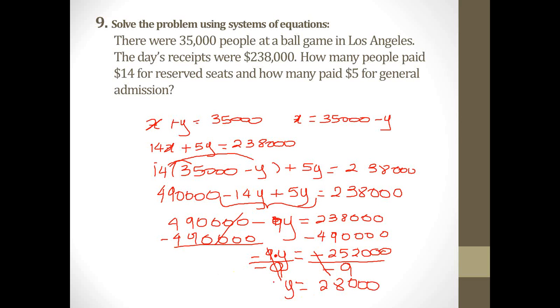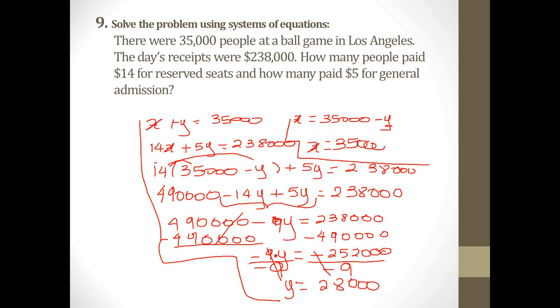I guess I used all the space. Okay, I think I could just use this little space right here to finish this. Now again, I'm going to plug in my y. I could just plug it in right here. It'll save space. So x is going to be equal to 35,000 minus 28,000. So x is equal to 7,000.